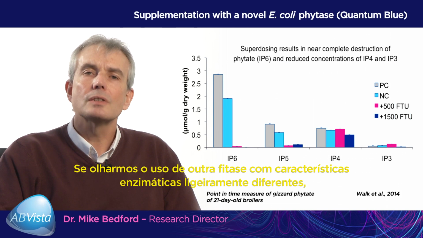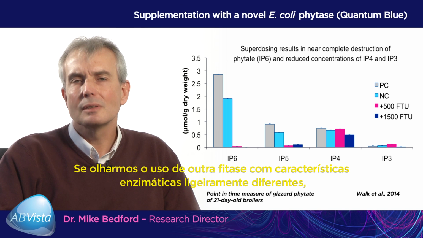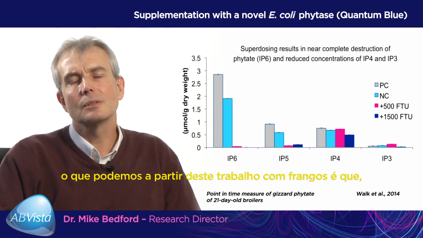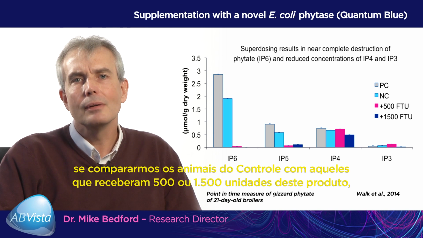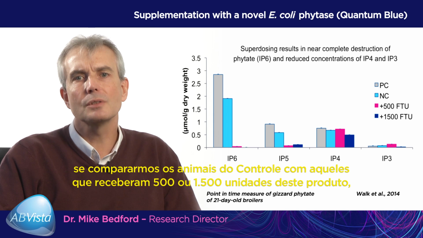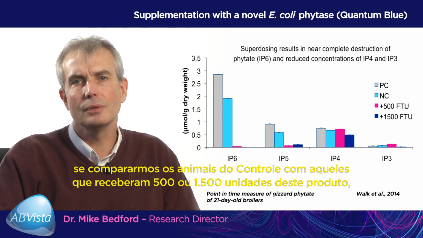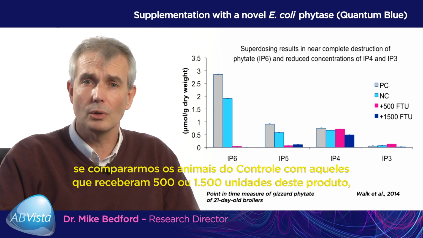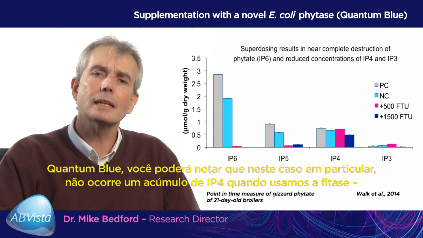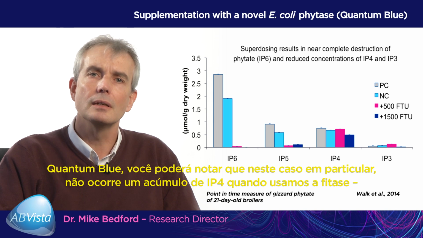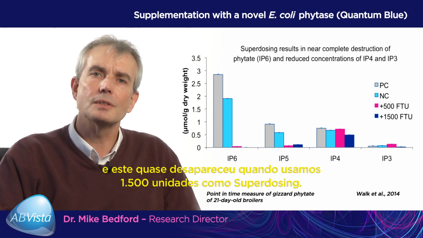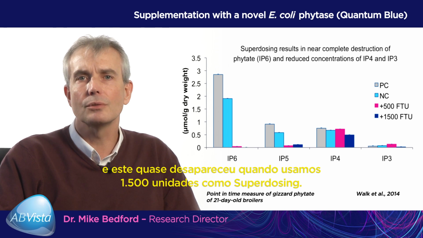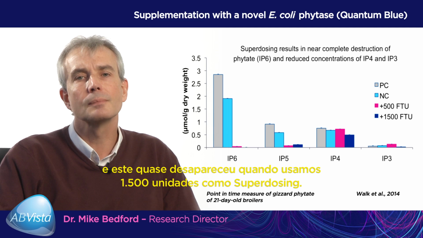If we look at the use of another phytase with slightly different enzymatic characteristics, what we can see from this work in chickens is that if we compare control animals with those fed 500 or 1500 units of this particular product, Quantum Blue, you can see in this particular case there isn't actually a buildup of IP4 when we use the phytase. There's a very significant reduction of IP6, which is what you'd expect, and that's almost disappeared when you've used 1500 units as a superdosing dose.